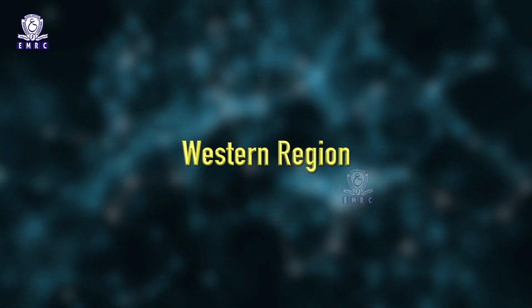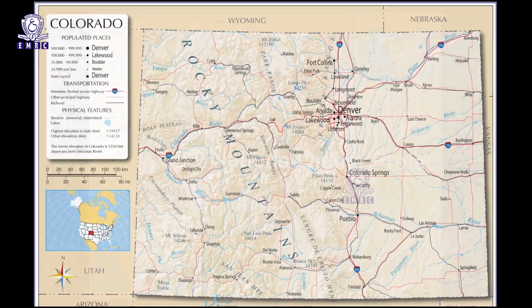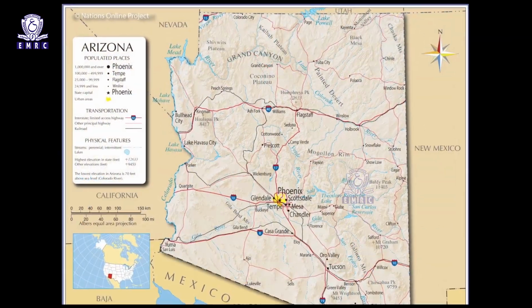Now, the sixth region is the Western region. This is one of the least developed regions in the industry, comprising the states of Wyoming, Utah, Colorado, Nevada and Arizona. This sparsely populated region is backward in industrial activities. Very recently, industry started to grow within this region.